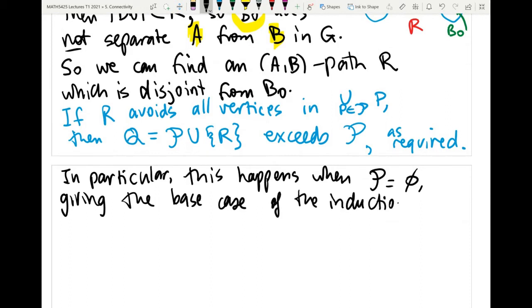Usually in a well-organized induction proof, the base case comes first, but sometimes it's more convenient to mention it later, but you should always make sure that you see a base case. Okay.